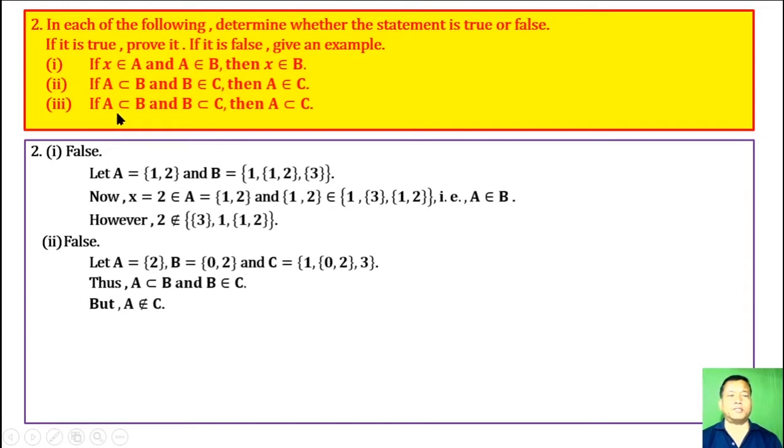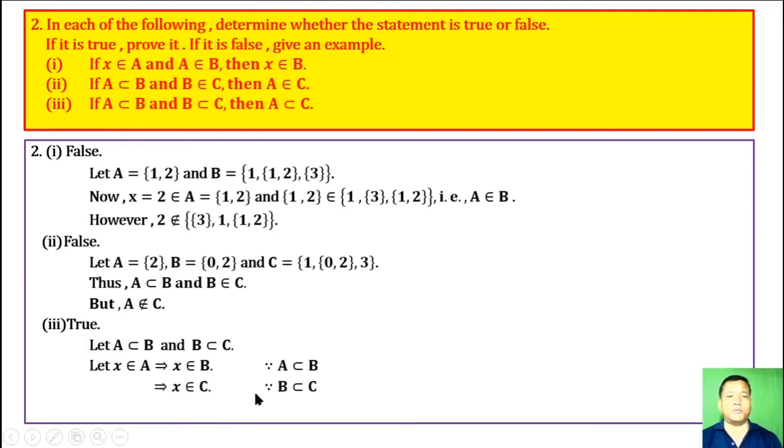Roman number 3. A is a subset of B, B is a subset of C, then A is a subset of C. The statement is true. Let us prove. Let A be a subset of B and B be a subset of C. These two are given. Let X belong to A, which implies X belongs to B because A is a subset of B. Again, B is a subset of C, therefore X belongs to C. Thus, X belongs to A implies X belongs to C. This shows that A is a subset of C.